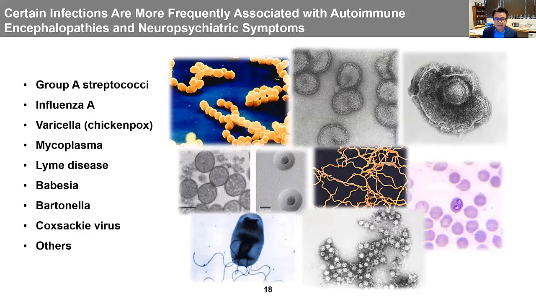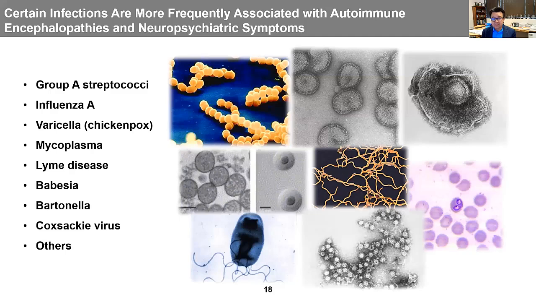So let's talk briefly about the infections. Certain infections show up more frequently than others in patients that have these infection-triggered autoimmune neuropsychiatric syndromes. Strep, obviously. And the reason for strep is because there are some common sequences between the M protein and certain parts of the basal ganglia. Influenza A is one, but we also know with influenza A, you'll see a correlation in some cases with patients who end up with narcolepsy. This occurred more frequently with certain types of vaccinations of influenza A. Varicella, mycoplasma, Borrelia or Lyme, Babesia, Bartonella, Coxsackie, and others.